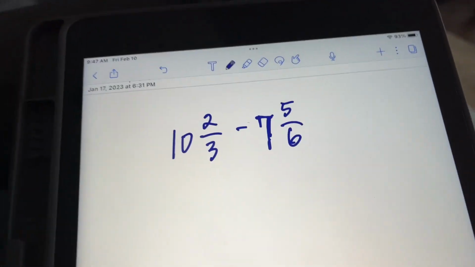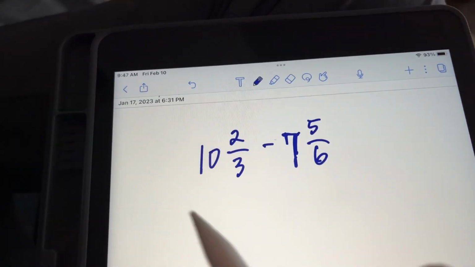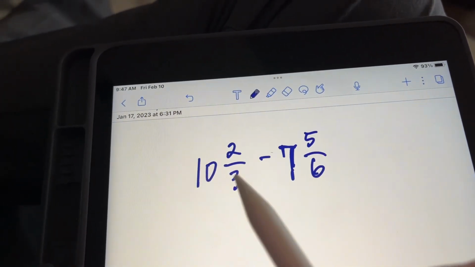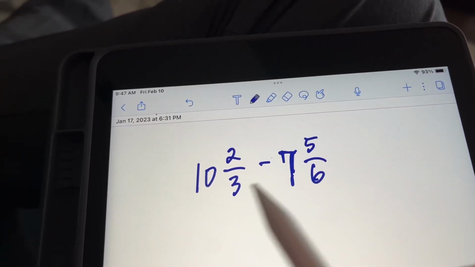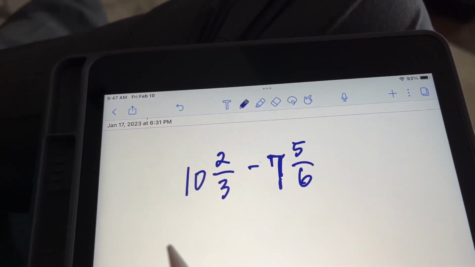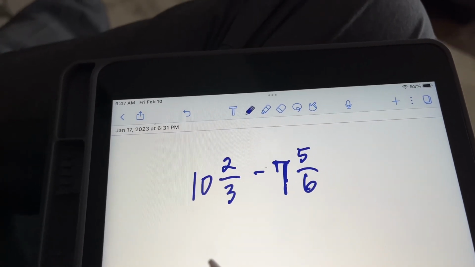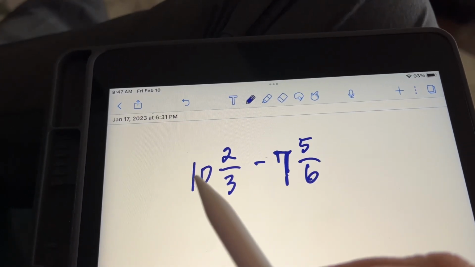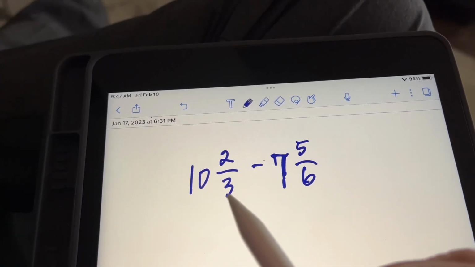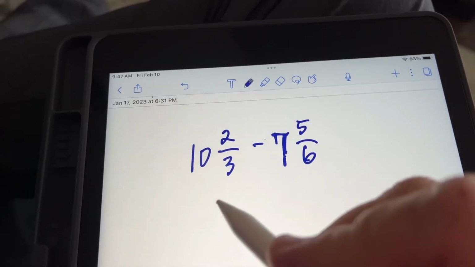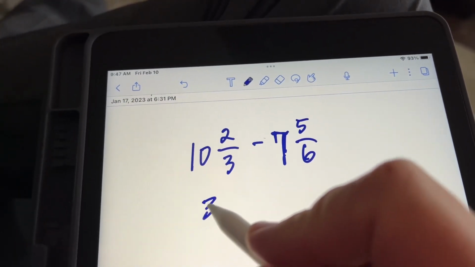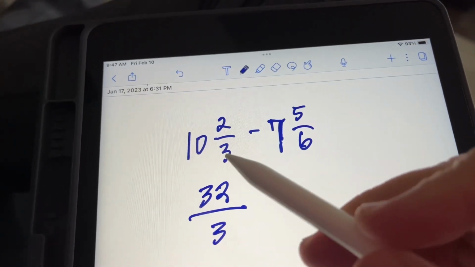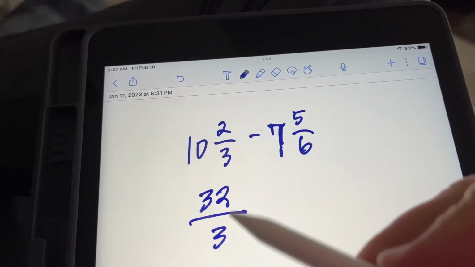All right, let's take this mixed number problem and do it another way. So I showed you how to do it by keeping them as mixed numbers and getting a common term on the bottom and borrowing and that sort of thing. A second way to do this is to change the mixed numbers to improper fractions. So 10 times 3 is 30 plus 2 more is 32 over 3. That was 10 times 3 plus 2, 32 over 3.